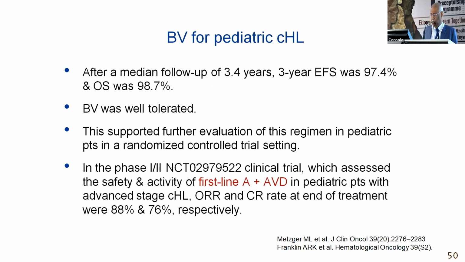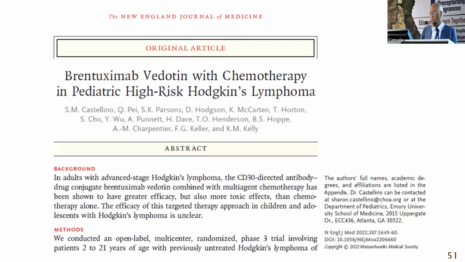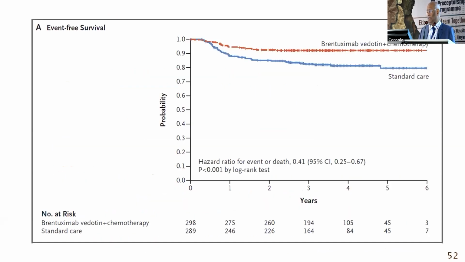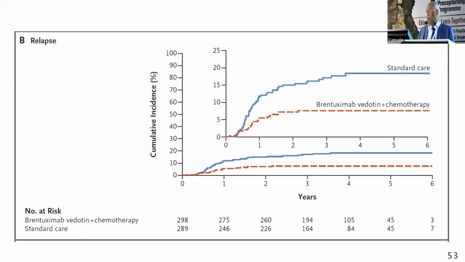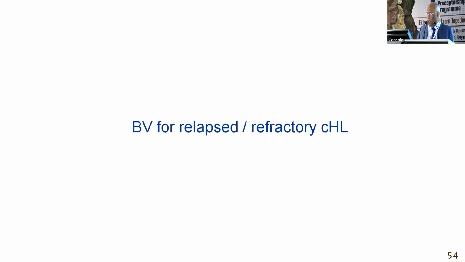Here it is exactly what has been done with adults, and the results are to the tune of about 75 to 85%. That's the publication from Kelly, the champion of pediatric Hodgkin, brentuximab therapy in high-risk Hodgkin lymphoma in children. And those are the results. The upper curve is for the brentuximab based, and the blue is for all other protocols. This is event-free survival, and this talks about relapses. So it is better, plus it decreases the relapses.